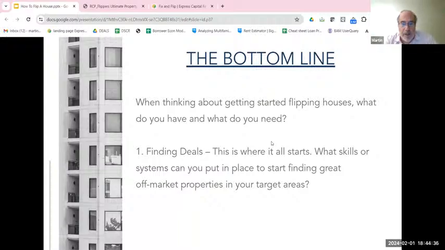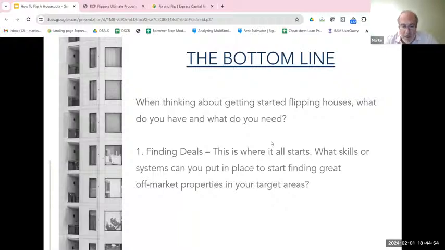So when thinking about getting started flipping houses, what do you have and what do you need? Well, first thing is you have to find the deals. Well, I'm going to say properties, because deals are created. What skills or systems do you have to put in place to start finding deals, whether off market or on market? And it's okay to start even on market.